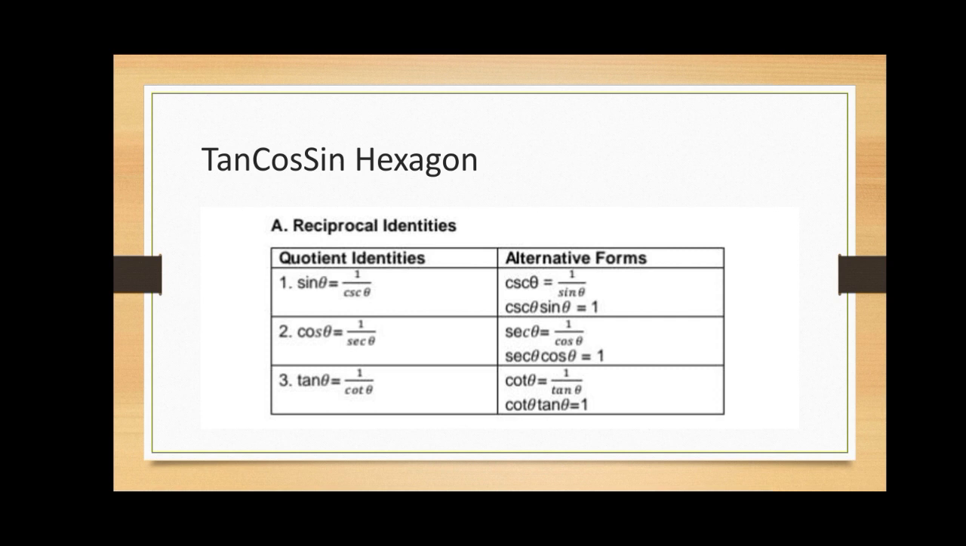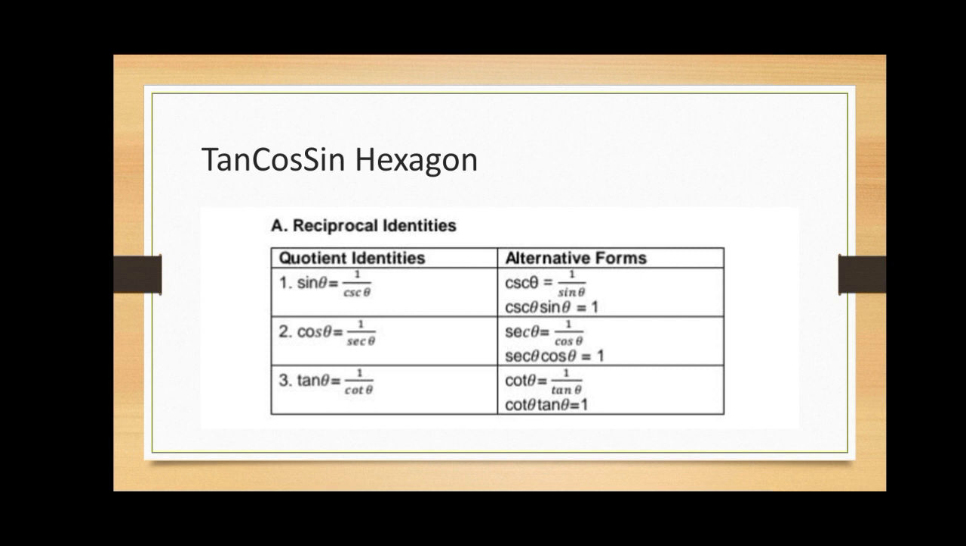First is sine theta is equal to 1 over cosecant theta. In alternative forms, cosecant theta is 1 over sine theta. Cosecant theta times sine theta is equal to 1. The second one is cosine theta is equal to 1 over secant theta. In alternative forms, secant theta is equal to 1 over cosine theta. Secant theta times cosine theta is equal to 1.